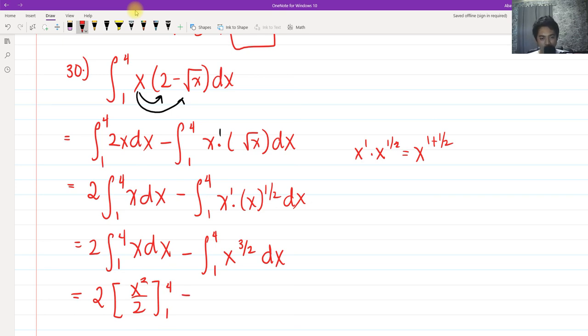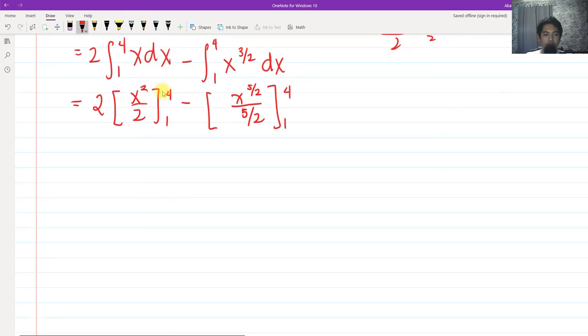And then we have minus x raised to 3/2. So we will be adding 1, so that would become 3 plus 2 all over 2, which is 5/2. So that becomes x raised to 5/2 all over 5/2 evaluated from 1 to 4. Let's factor out the constants first. That would be 2 times 1/2, which cancels out, so we have x squared from 1 to 4.